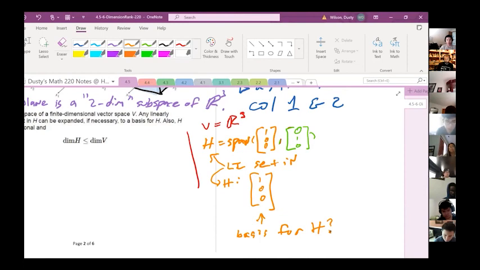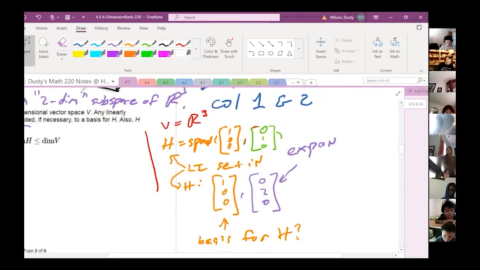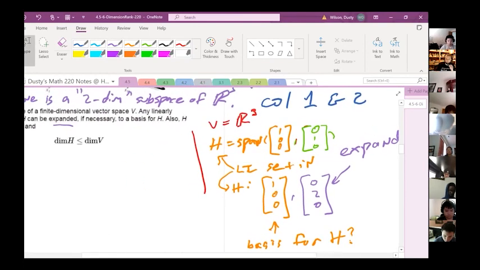It doesn't span. So what we could do in order to span is we could add on another vector. We could add the green one, or maybe I'll add (0, 2, 0) just so it's a little bit different. So I've added another vector, it's linearly independent. And so now between the orange and the purple, we now do have a basis. Okay. So that's what's going on in this particular theorem, it says we can expand. Here's my expanded. Expand by adding another vector to make it work.